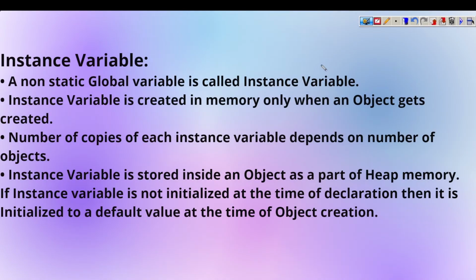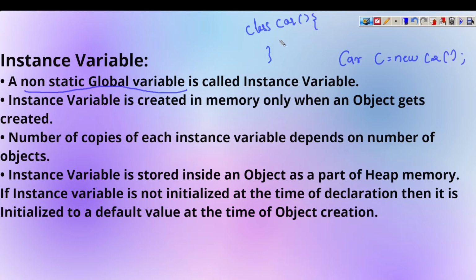Just now we saw about the class variable. Now let us see about the instance variable, which is also called a non-static global variable. An instance variable is created in the memory only when an object gets created. So if we have a class Car, and we create an object of this class Car with the help of the new keyword, that is, Car c = new Car, whenever a new object gets created, the instance variable is created in the memory.